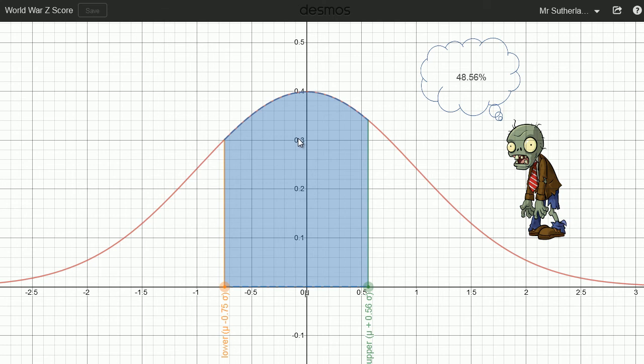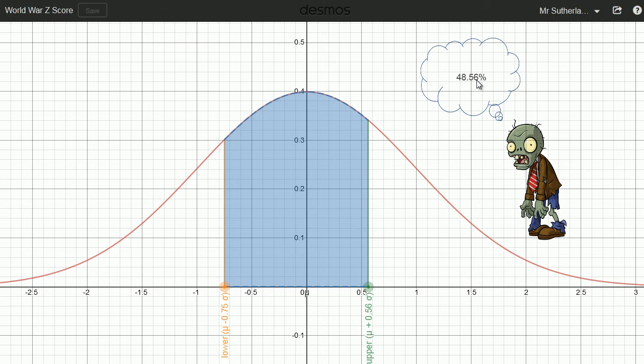That usually works. So in this first question, we need to determine the percent of male runners between Mark's time, which is 0.75 sigma to the left of the mean, and Mitchell's time, which is 0.56 sigma to the right of the mean. And look at this, it's already done. 48.56% of the runners sampled live in this region.